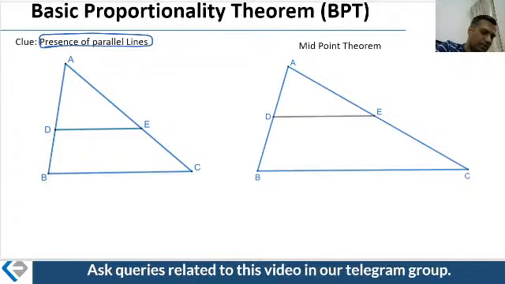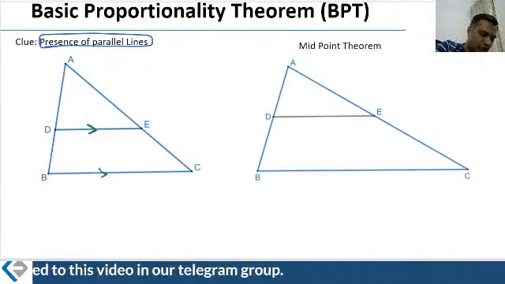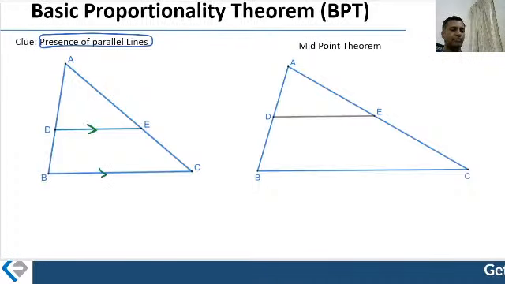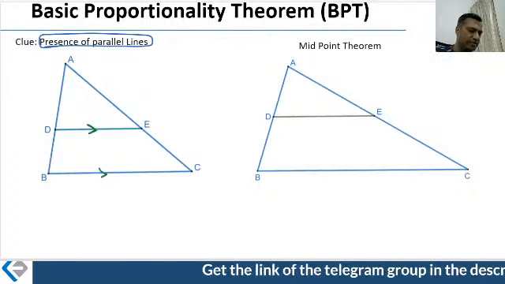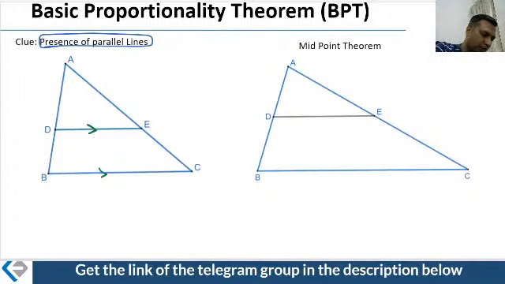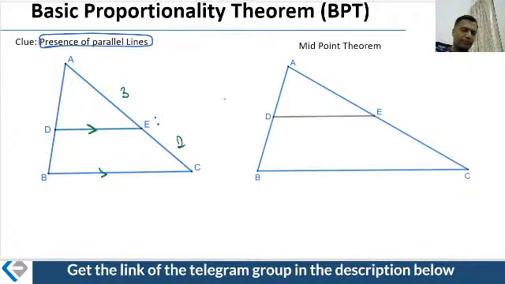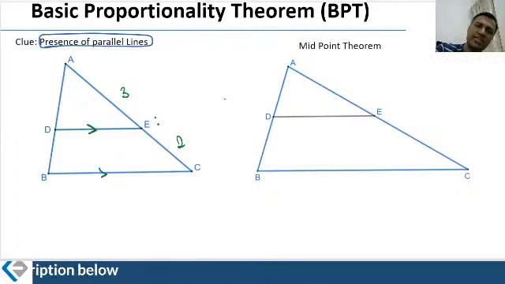Let me explain the basic proportionality theorem. Assume that line DE is parallel to BC. Now this is in the ratio 3:2. Assume this ratio is 2. I'm just giving you some numbers. AE is to EC is given to us.